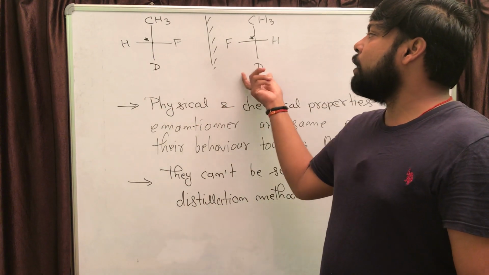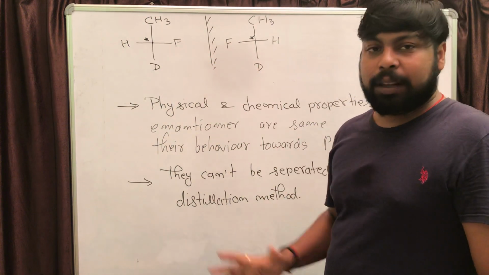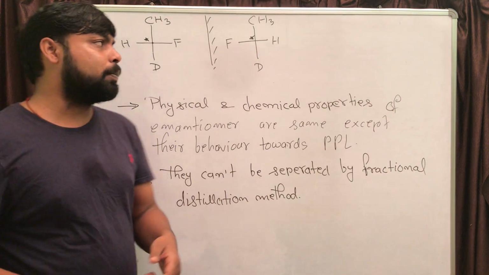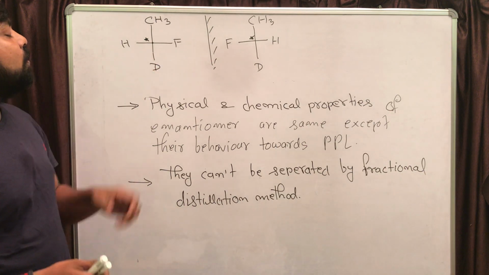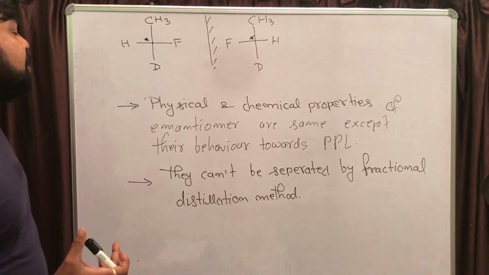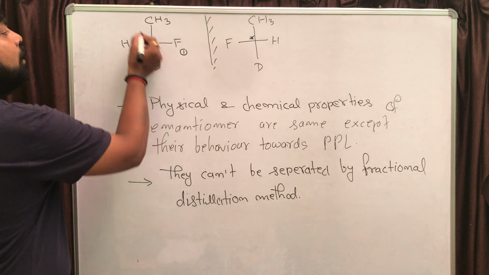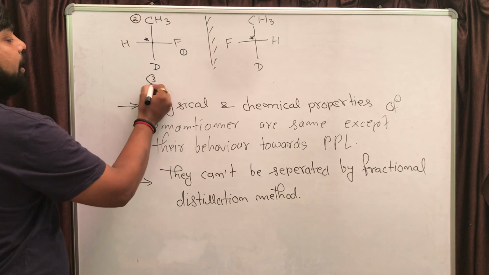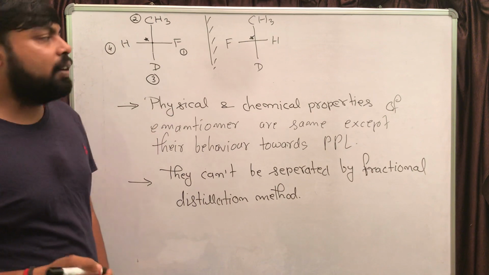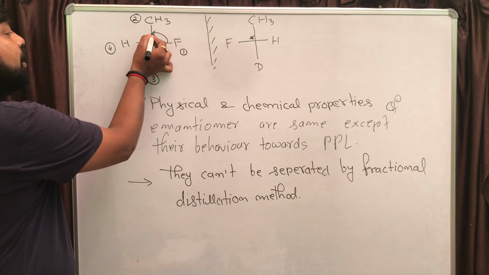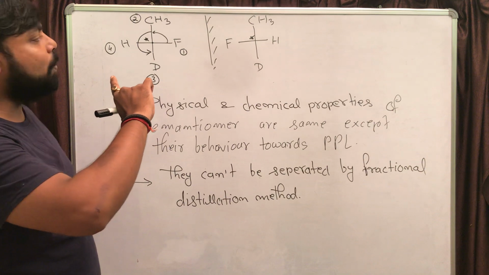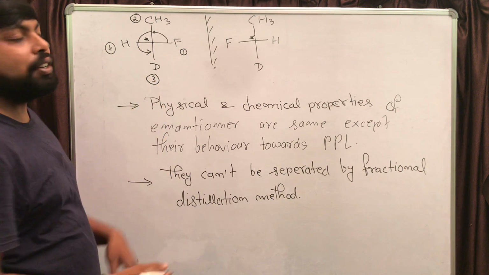So if these two are enantiomers, their physical and chemical properties are the same except their behavior towards plane polarized light. We can find the configuration of this chiral carbon also. We have already discussed how to assign the configuration R or S. Fluorine has first priority here, CH3 is of second priority, deuterium third priority, and hydrogen is of fourth priority. The lowest priority is on the horizontal line. Start moving from first priority to second priority and then to third priority. If you are moving in anti-clockwise direction, the configuration is going to be R.